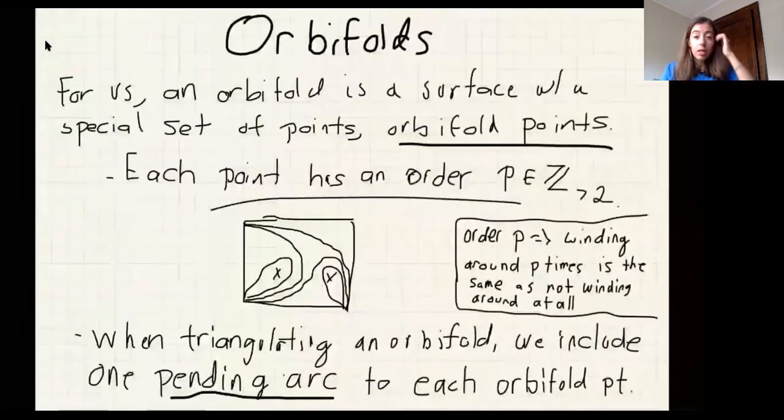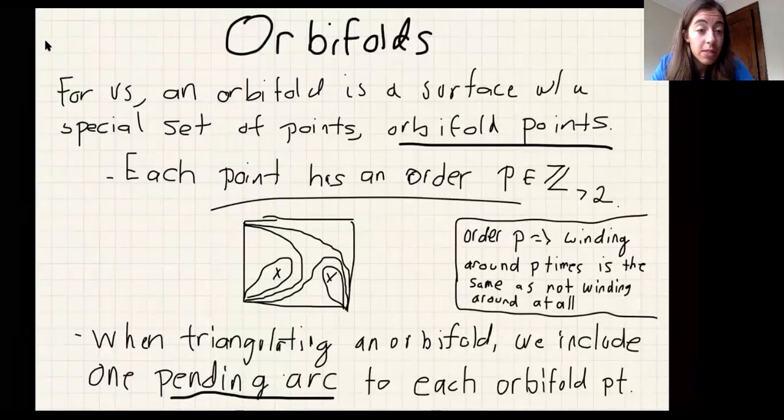Now let's talk really quickly about orbifolds. So for us, when we say orbifold, we'll take a surface, but we're also going to have a special set of points called orbifold points. So each orbifold point has an order. We don't really mark it on the surface itself. We just kind of know on the side the order of each thing. We set the order greater than 2. There's a lot of good work on orbifolds where the points all have order 2. And our work would transfer over to that, but we just set it greater than 2 for some convenience.